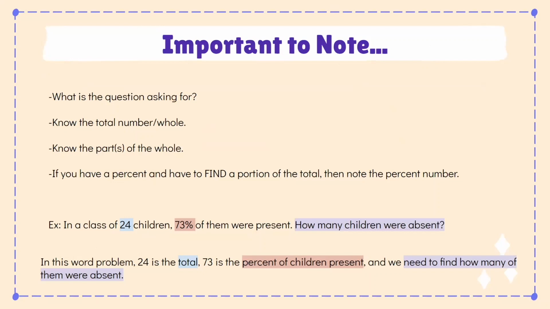For example, in a class of 24 children, 73% of them were present. How many children were absent? In this word problem, 24 is the total, 73 is the percent of children present, and we need to find how many of them were absent.